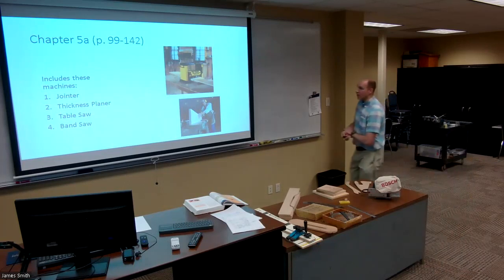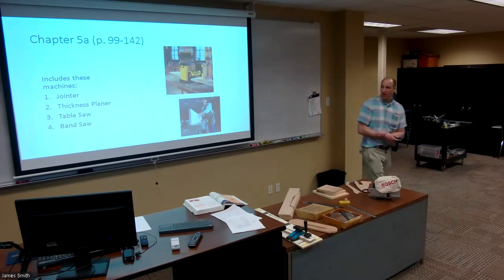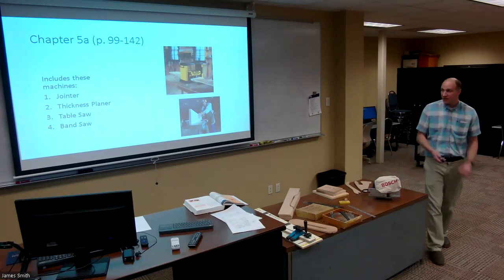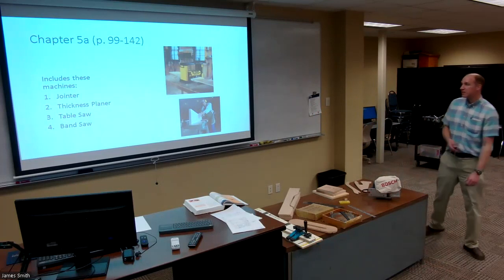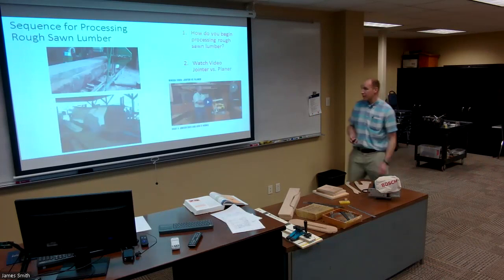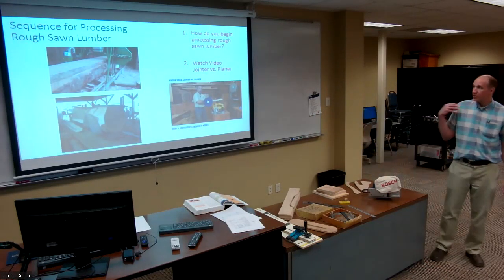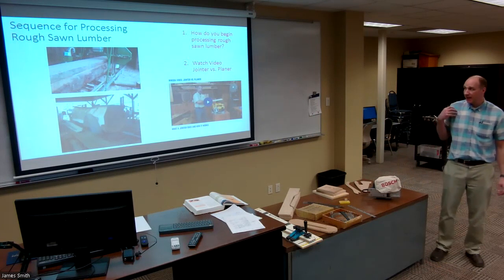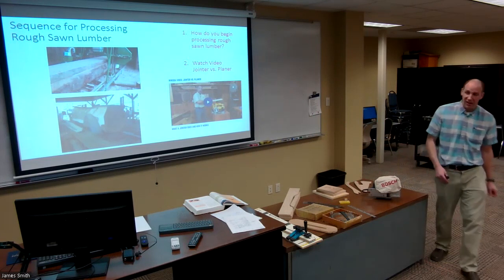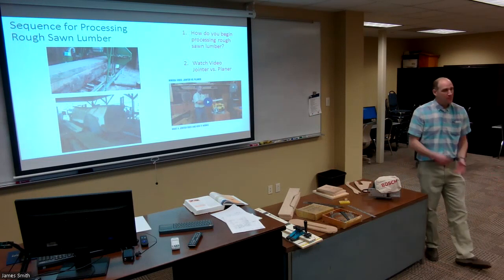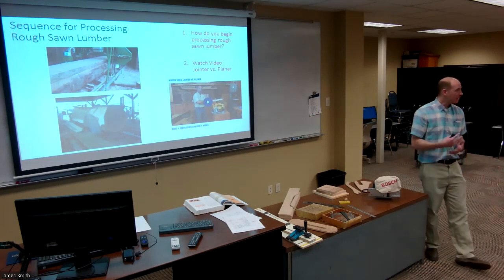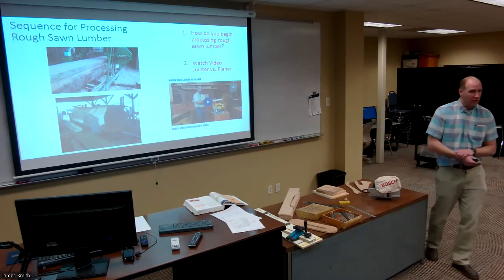So today we're going to introduce the jointer, the thickness planer, the table saw, and the bandsaw. There's quite a bit here, so we'll get rocking and rolling. All right, so when a tree is felled, the first thing that happens is it's cut into lumber, they dry it, and then you buy it. That's kind of how we buy a lot of hardwood.